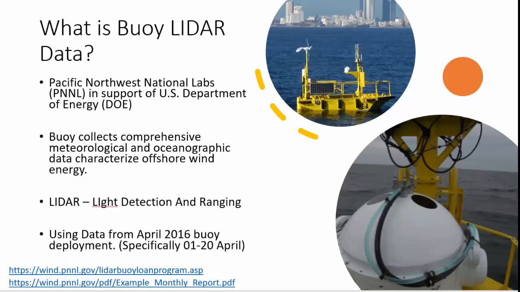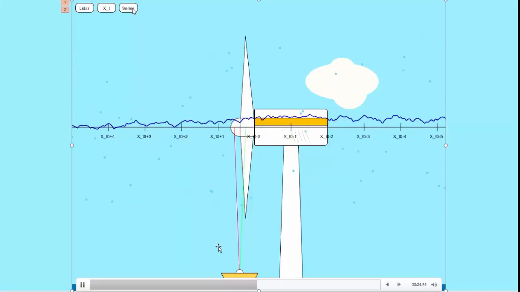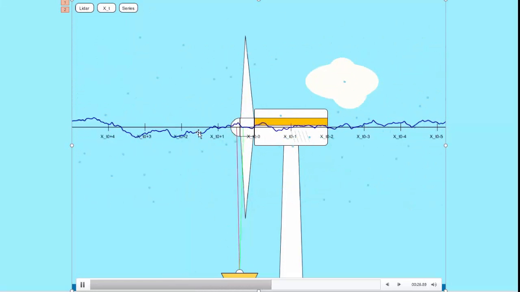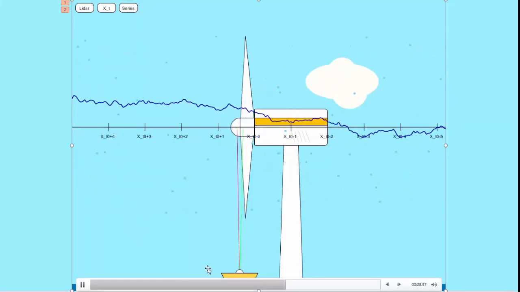So we're using the Buoy LIDAR data from the Pacific Northwest National Labs, and it collects comprehensive meteorological and oceanographic data. It's using LIDAR, and LIDAR stands for light detection and ranging. Here we have an animation showing the Buoy LIDAR, as well as overlaying some of our time series data.